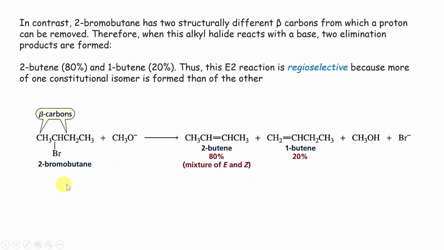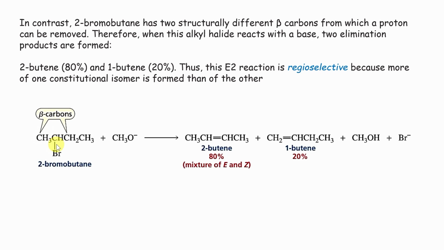Okay. In contrast, if we take 2-bromobutane, which has two structurally different beta carbon atoms. See, it is a CH2 group and it is a CH3 group. And so 2-bromobutane has two different beta carbon atoms, and from these beta carbon atoms, a proton can be removed.